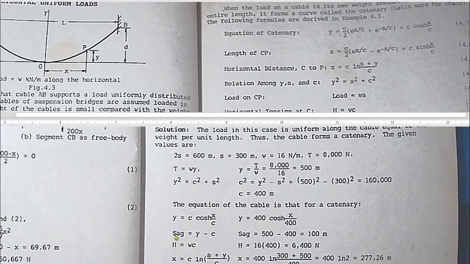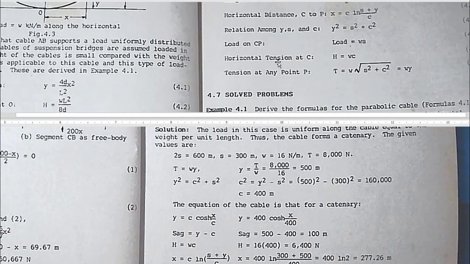Next, so sa sag naman, as I've said before, you just simply subtract the value of C from your Y, which gives us 100 meters. Okay, and then H, that is the horizontal tension at point C, is equal to W times C, which is 6,400 Newton.